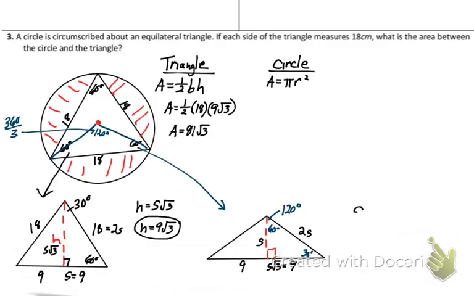Let's go ahead and do that work off to the side. So I have s square root of 3 equals 9. I just need to solve for s. I would divide both sides by square root of 3, so I'd come up with s equals 9 divided by square root of 3. I can't have square root of 3 in the bottom, so I'm going to multiply the bottom and top by square root of 3. That's going to equal 9 square root of 3 over 3, which is just going to equal 3 square root of 3. So s equals 3 square root of 3.